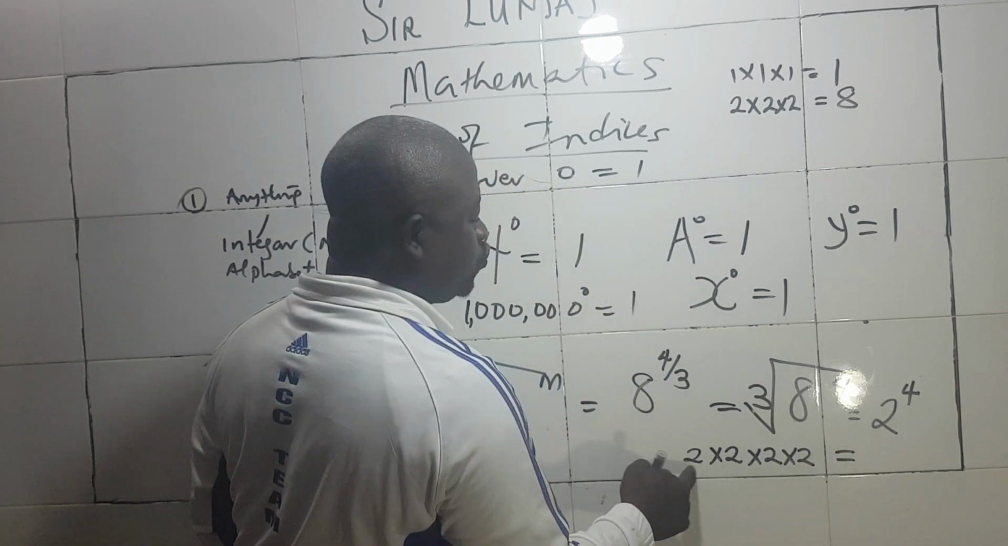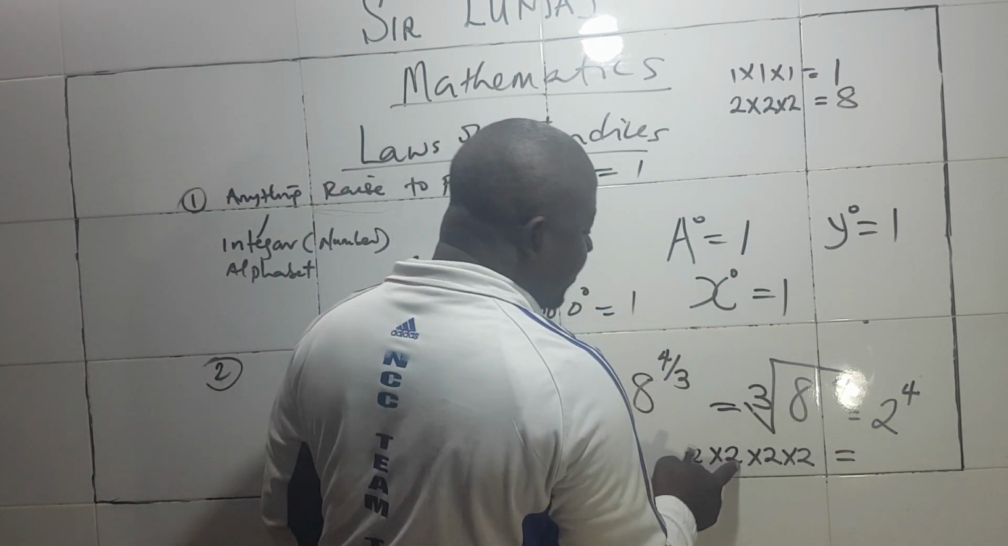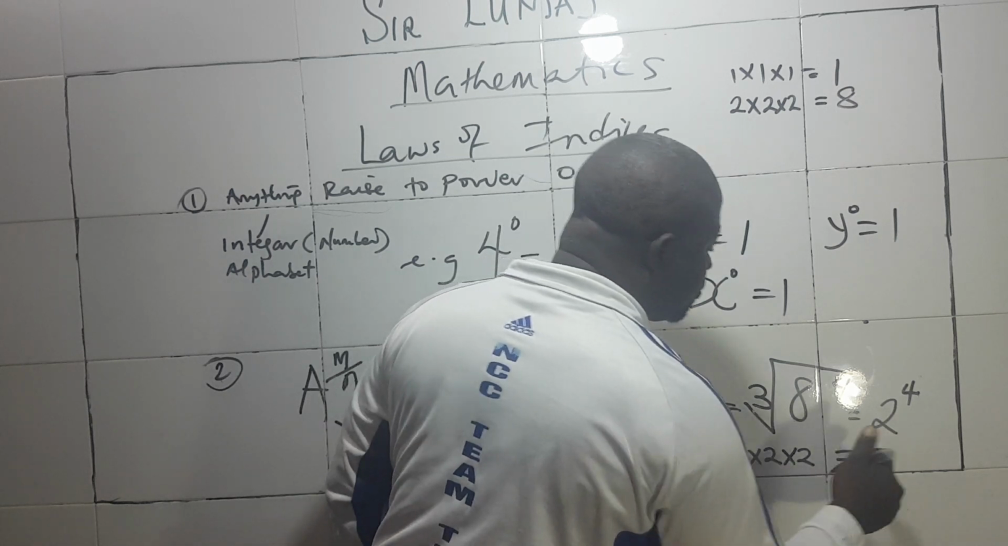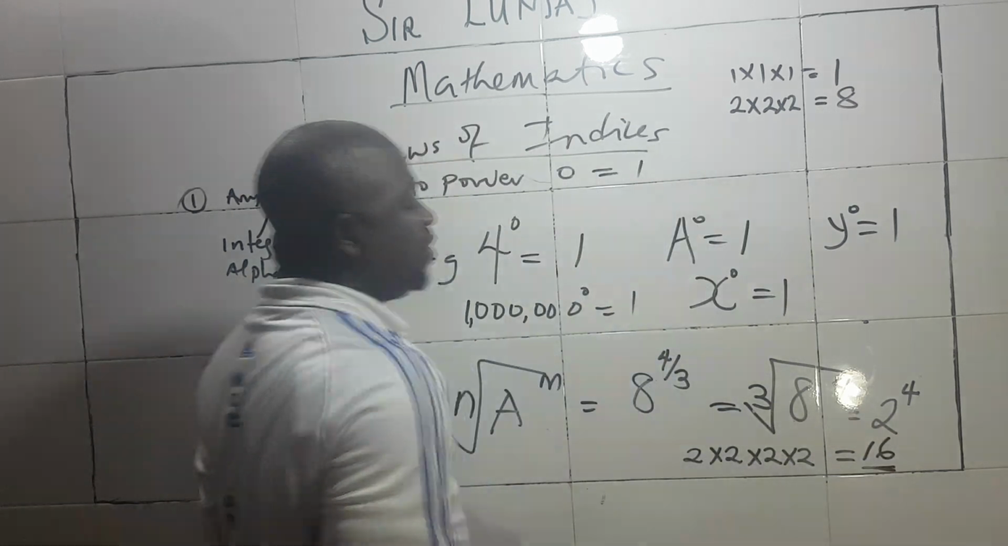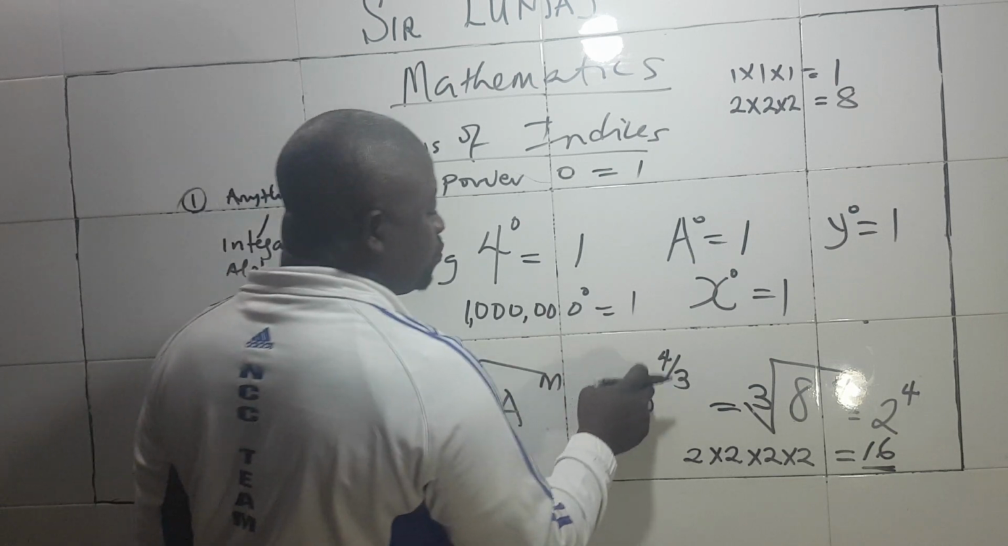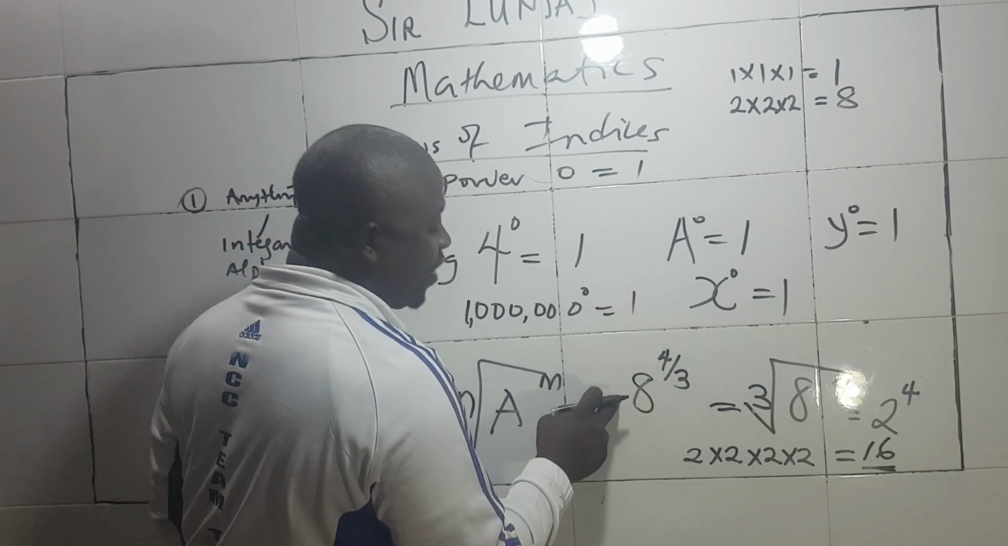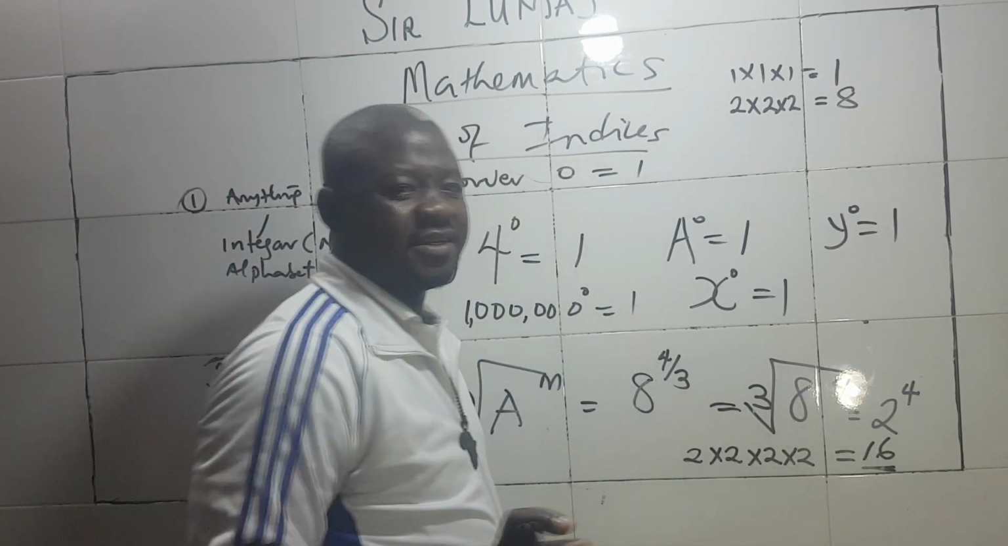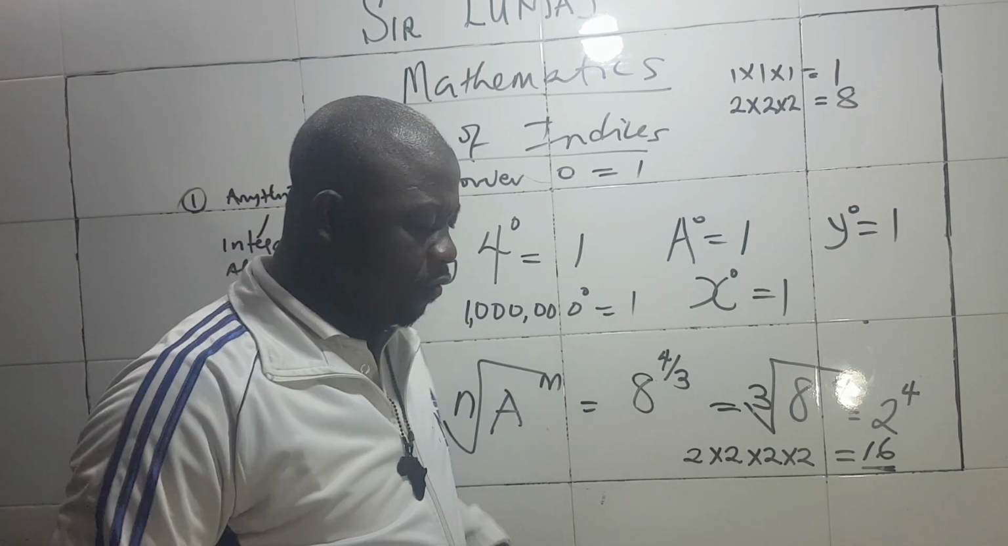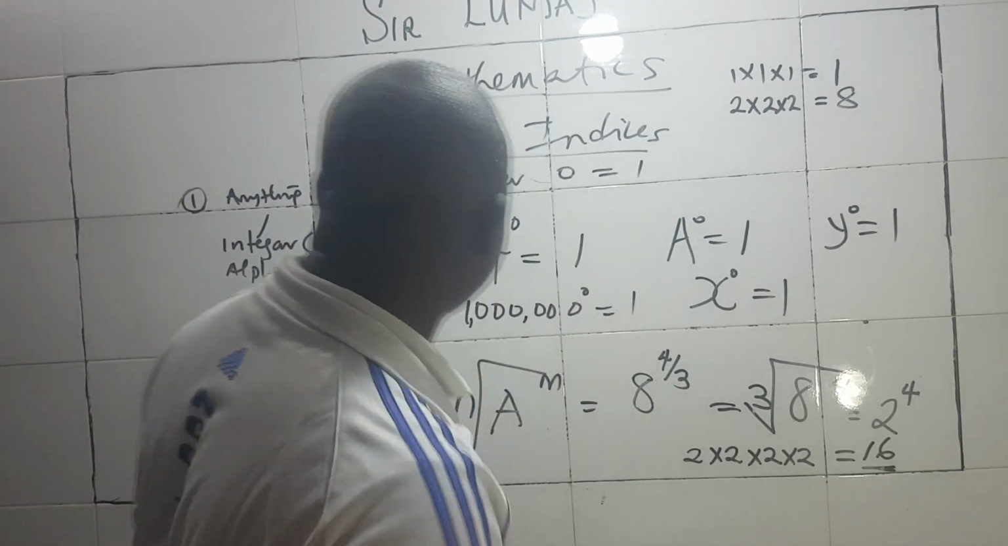And the answer will now be what? 2 times 2, 4. 4 times 2, 8. 8 times 2, 16. It means that 8 raised to power 4 over 3, when you simplify it, the value will be what? 16. Very simple. Straightforward. Let's go to the next rule.